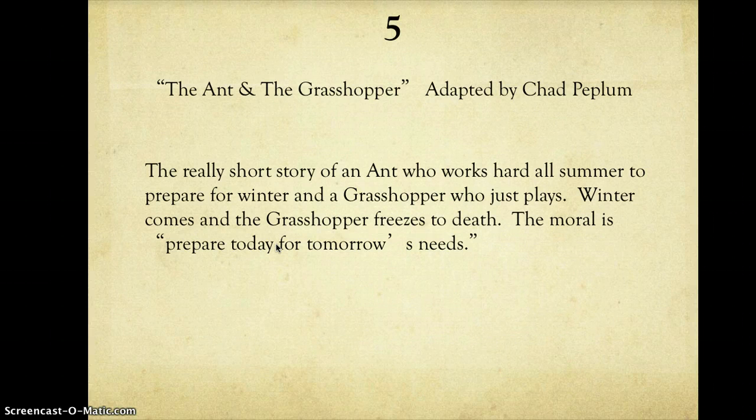Number five, The Ant and the Grasshopper, adapted by Chad Peplum. The really short story of an ant who works hard all summer to prepare for winter and a grasshopper who just plays. Winter comes and the grasshopper freezes to death. The moral is prepare today for tomorrow's needs. Which genre and subgenre?